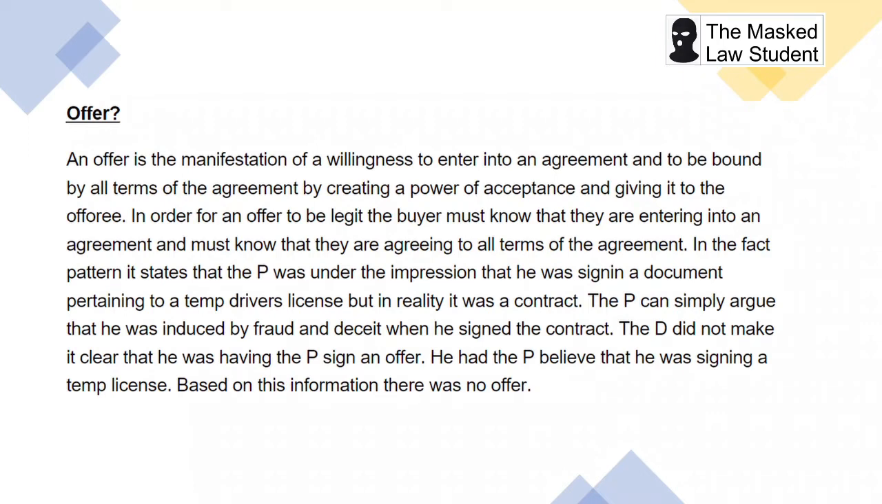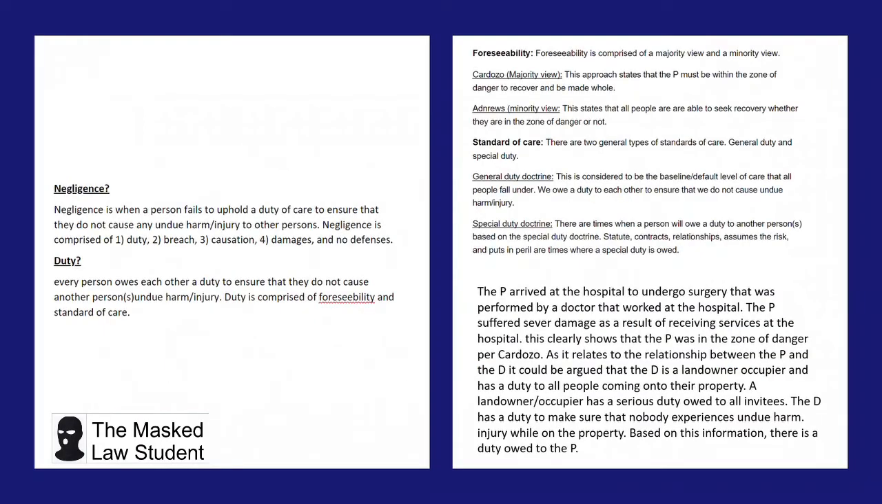All right, just providing another example for contracts. And this is also my own flavor that I put on the rule of law. I put down: an offer is the manifestation of a willingness to enter into an agreement and to be bound by all terms of the agreement by creating a power of acceptance and giving it to the offeree. Like I said, that was just my flavor I put on it. But if you know that there's an offer, you're going to put offer as the issue, then you're going to provide the rule, and then you're going to provide your analysis and your conclusion. I'm just showing you examples of how you build. All right, let's move on.